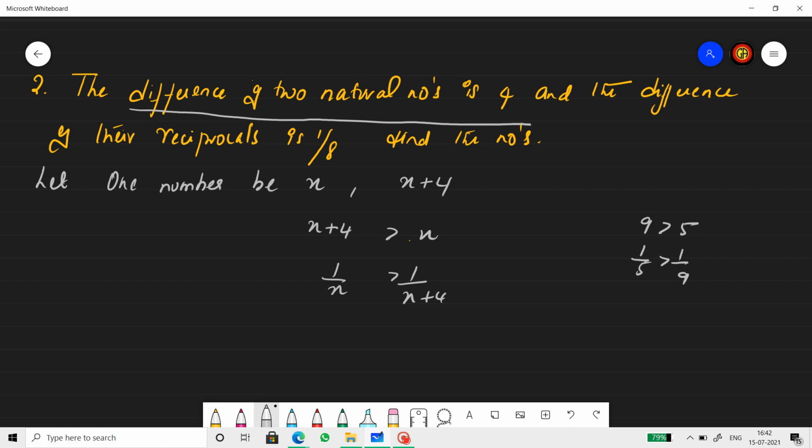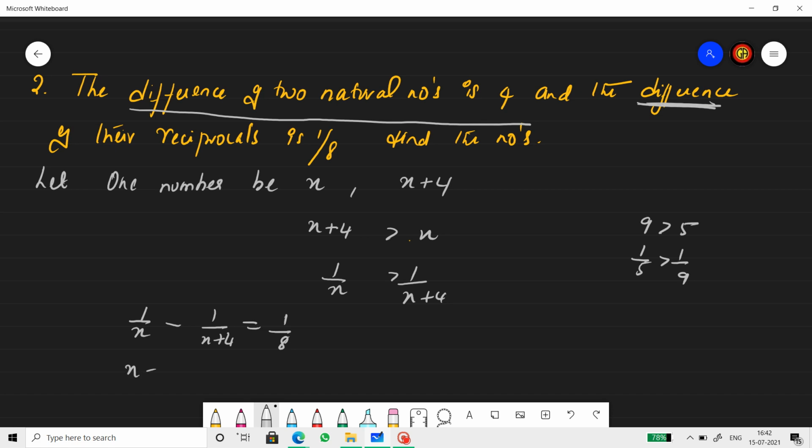Things like that. Now, the difference between the two numbers is 4. The difference of the reciprocals is 1 by 8. So 1 by x minus 1 by x plus 4 equals 1 by 8. Difference means minus.